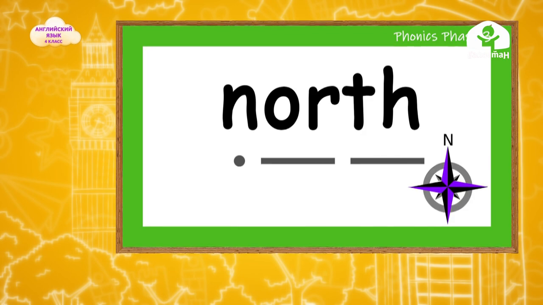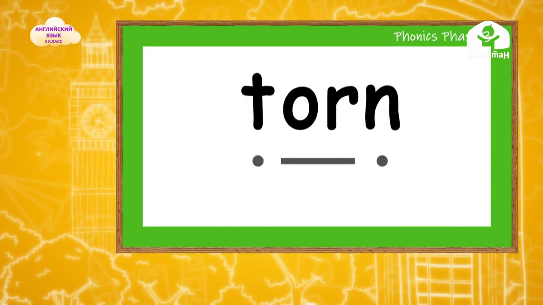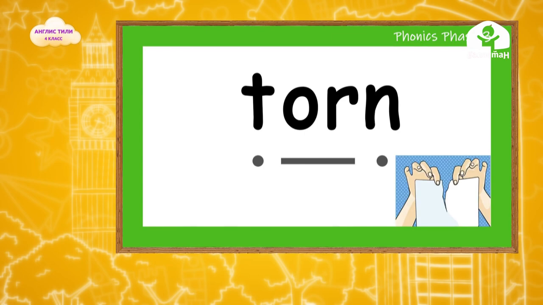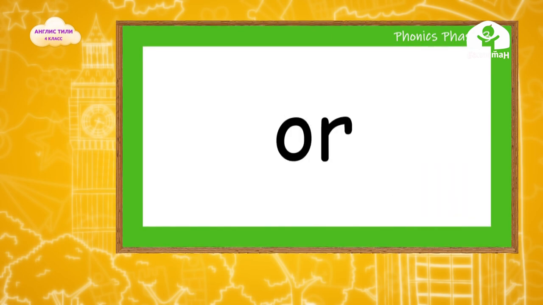Let's sound out another word. T, OR, N, torn. Let's sound it out one more time. T, OR, N, torn. Well done, everyone. We looked at the digraph OR.